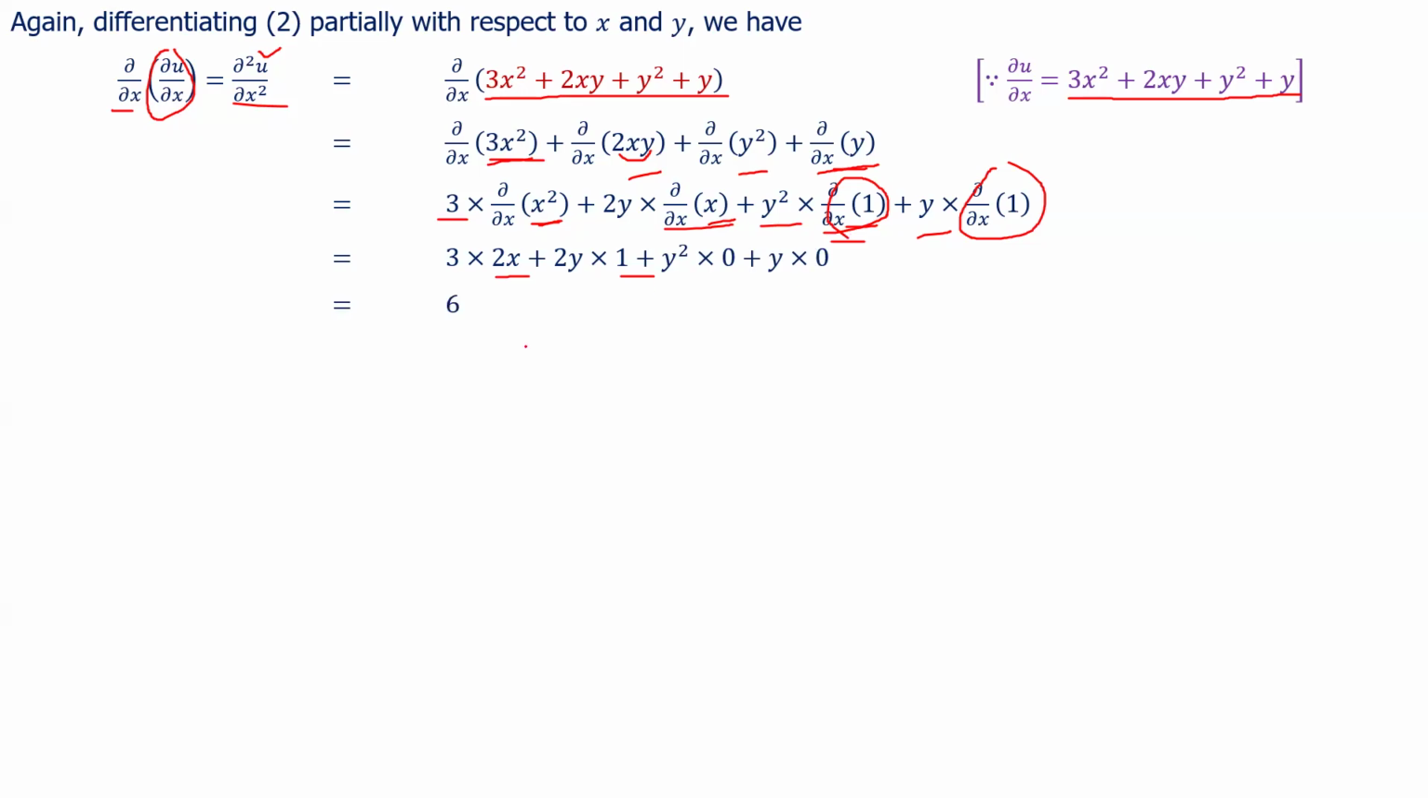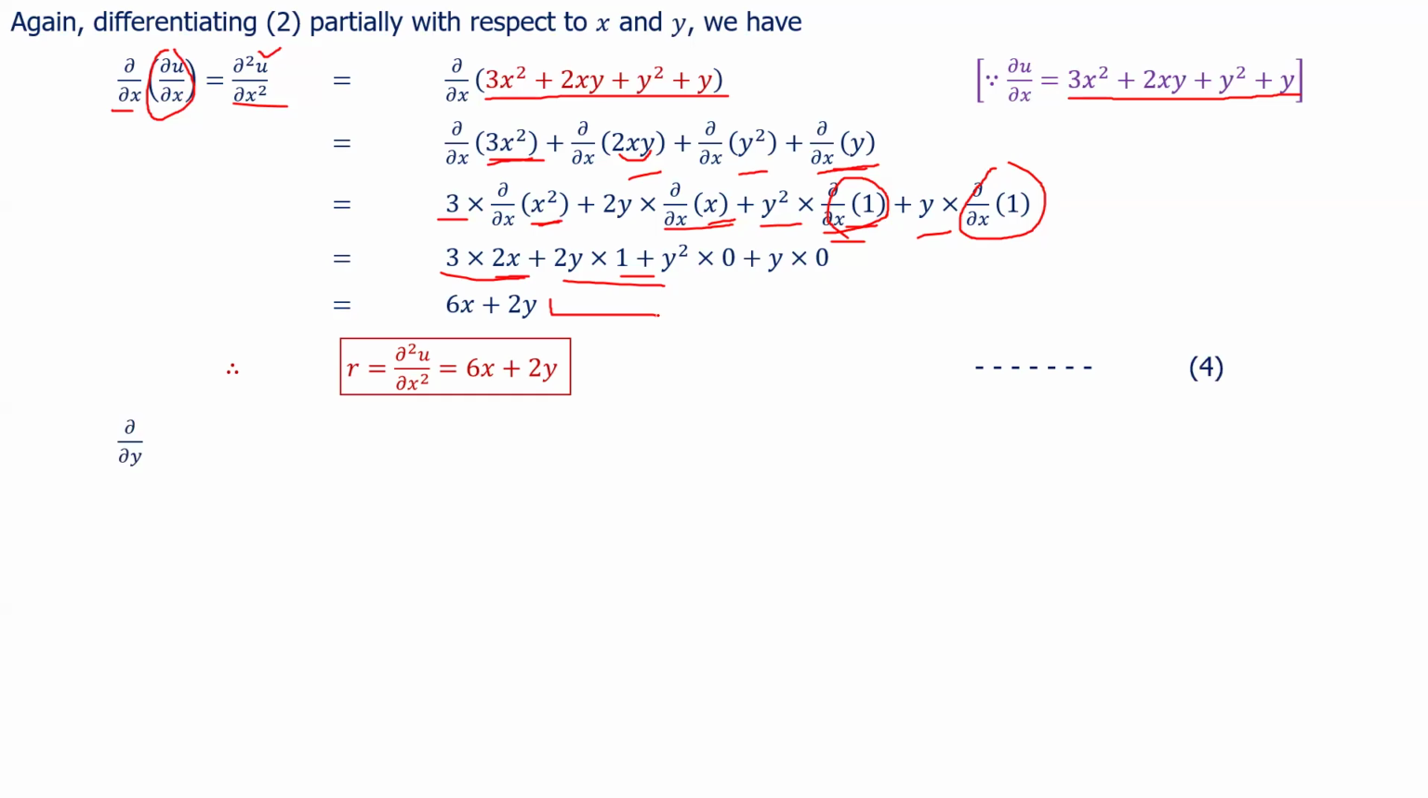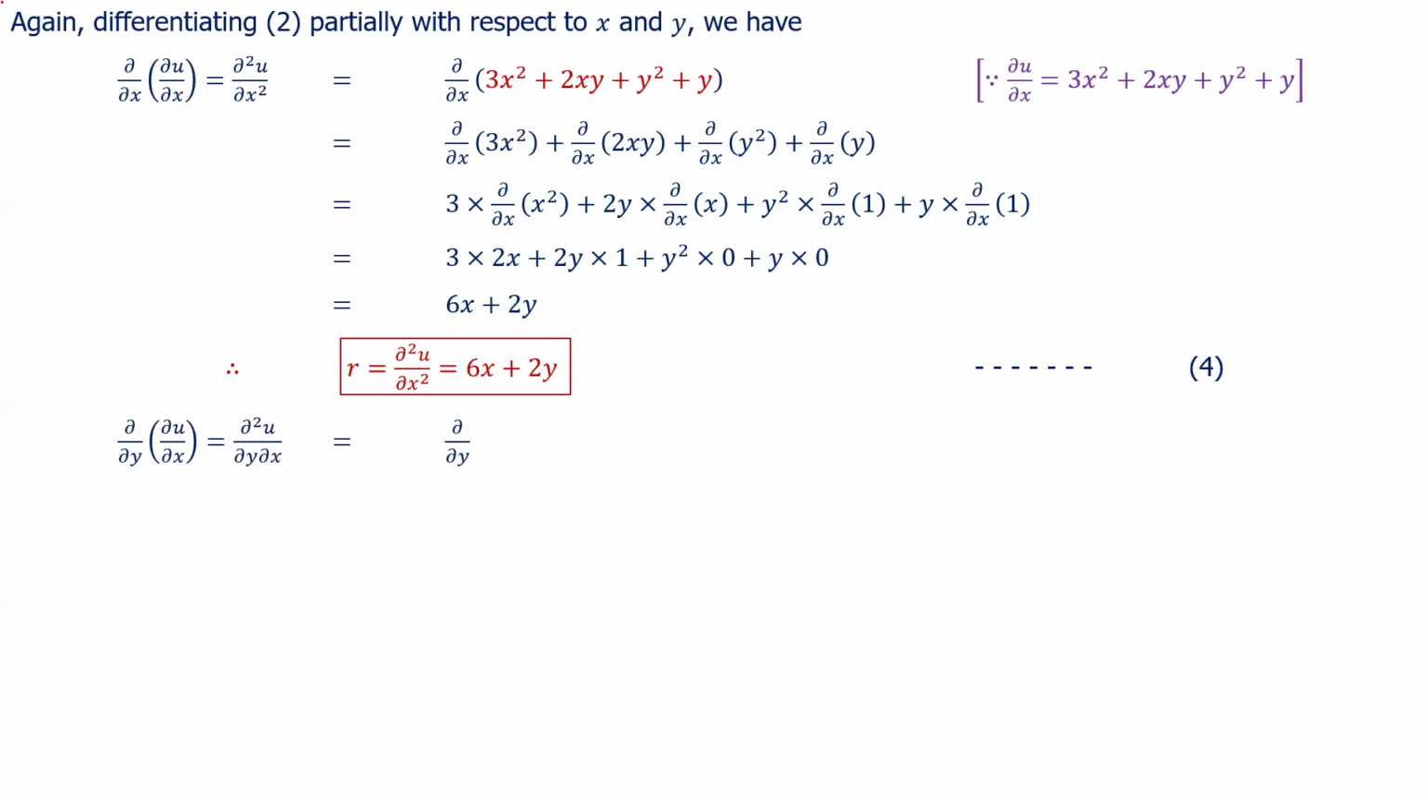So we have 3 into 2x is 6x plus 2y. This is the second order partial derivative of u with respect to x square. This is represented by r, and whose value is 6x plus 2y in this example. Let us again differentiate this del u del x with respect to y.